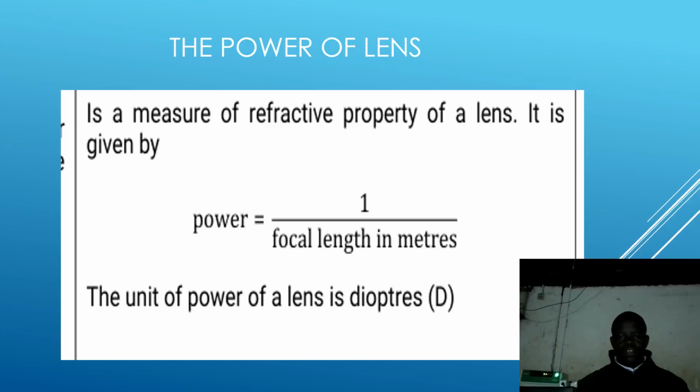So what is the power of a lens? This is a measure of the refractive property of a lens, and it is given by 1 over focal length. The unit of power of a lens is diopters, abbreviated by the letter D.